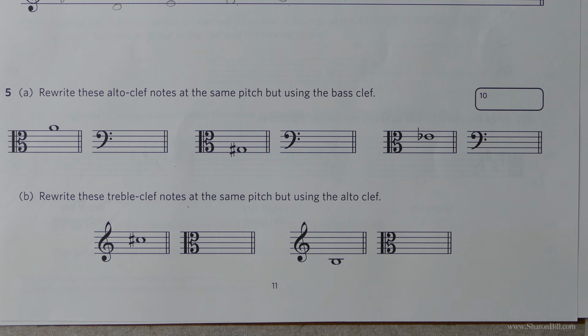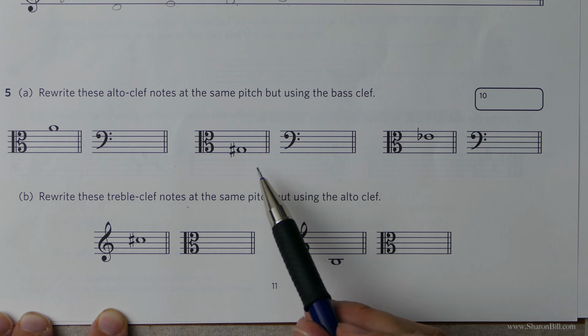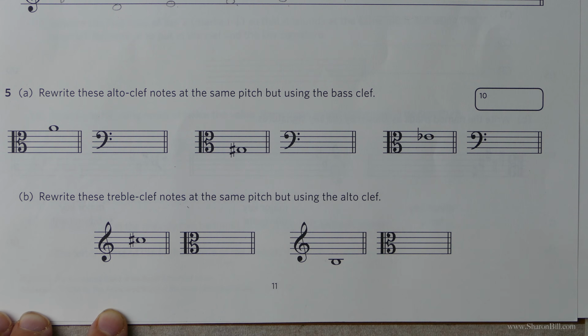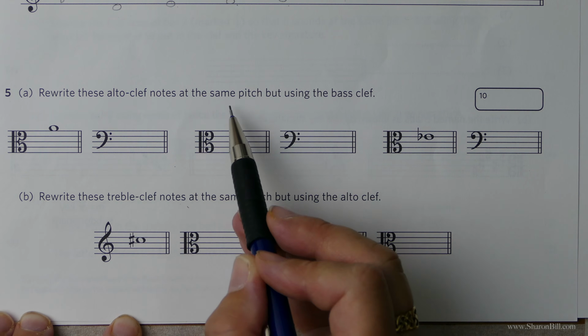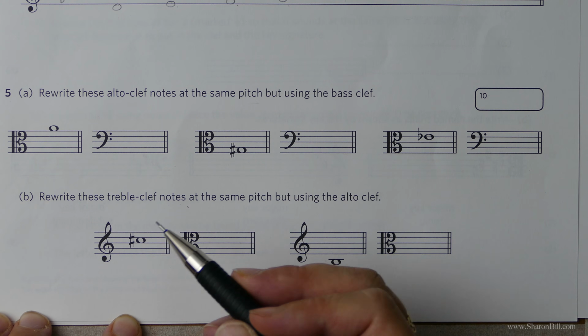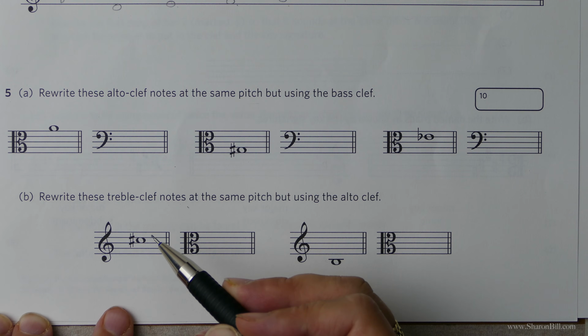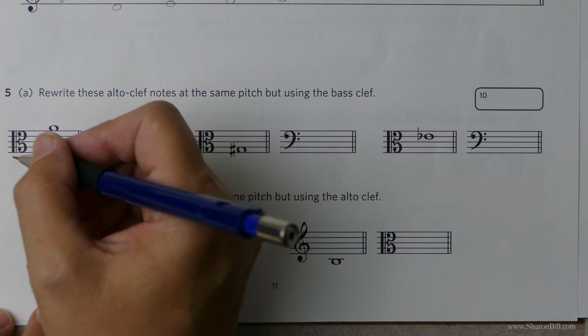Here we need to rewrite notes in the alto clef into different clefs, swapping clefs, going from alto or treble to bass each time. Sorry, I was glancing at the next question too. So we just need to change clef, but be careful that we keep the same pitch. The tip here is to keep middle C as your anchor point and work from there. If you want to look at this first one with me, or just crack on and have a go on your own, that's up to you.